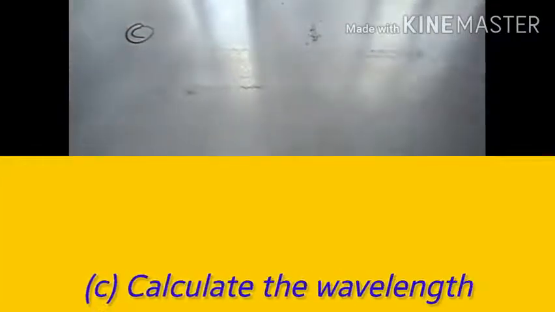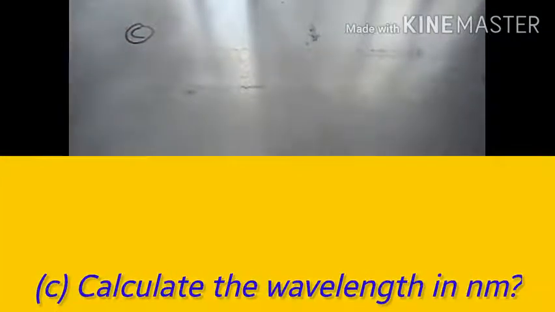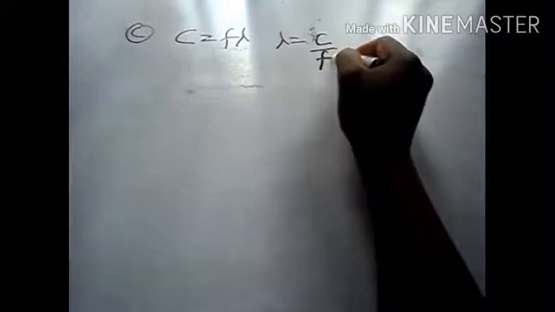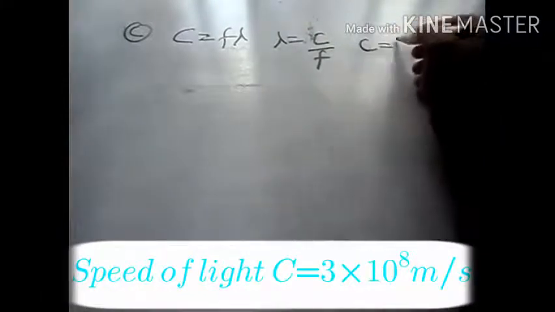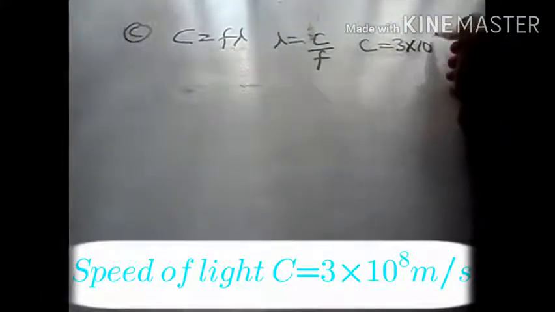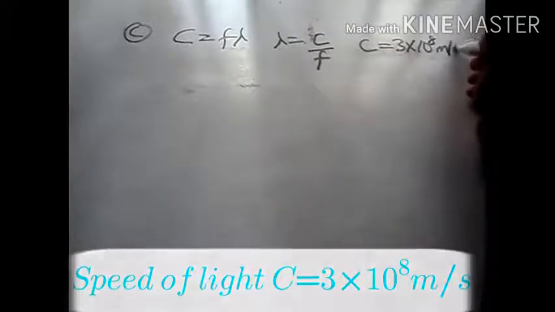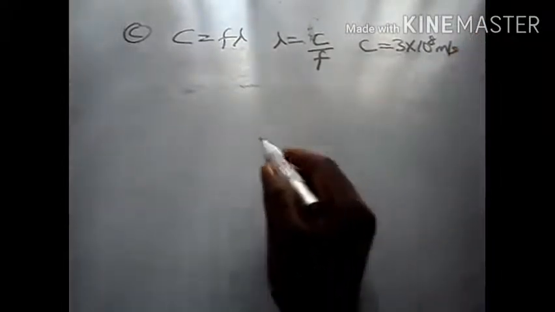The C part says we should find the wavelength in nanometer. So let's use this formula. Speed of light equals f lambda. So we are looking for our lambda, which is the wavelength. So let's make lambda the subject of the formula. Lambda equals c over f. And of course we know c is the speed of light. The value is 3 times 10 raised to power 8 meter per second. So that's the value of our speed of light.